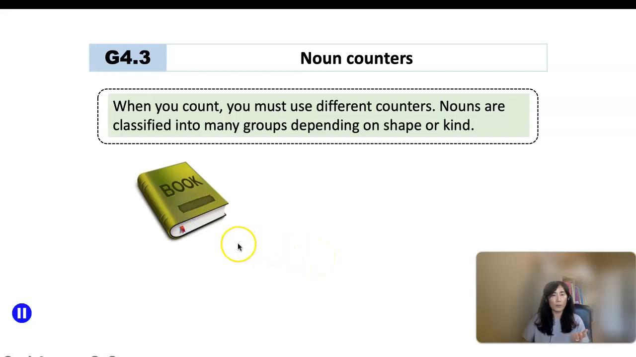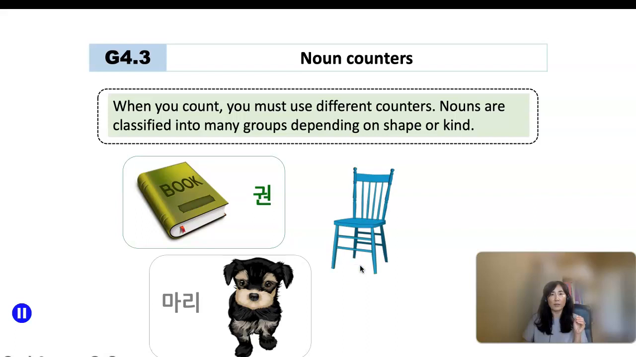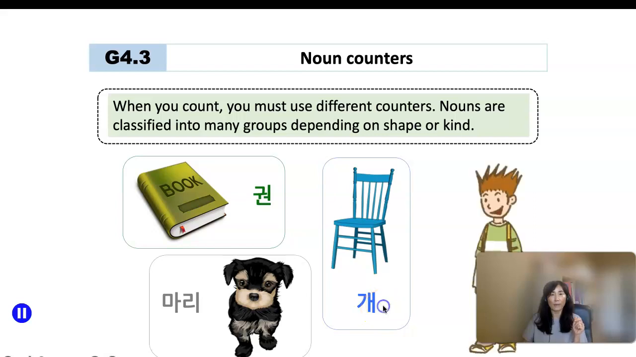So for example, the book, 책, and the proper counter is 권. So whenever you count a book, use this counter. And for animal, the counter is 마리. And for a general item like a product, you use this counter, 개. For the person, you use a counter 명 or 사람, or sometimes for another person, the proper counter is 분.